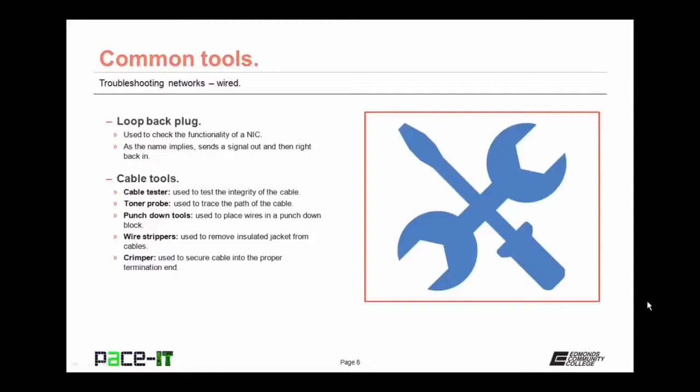Punch-down tools are great for when you need to replace a wire into a punch-down block. These actually place the wires into the block and trim them neatly.